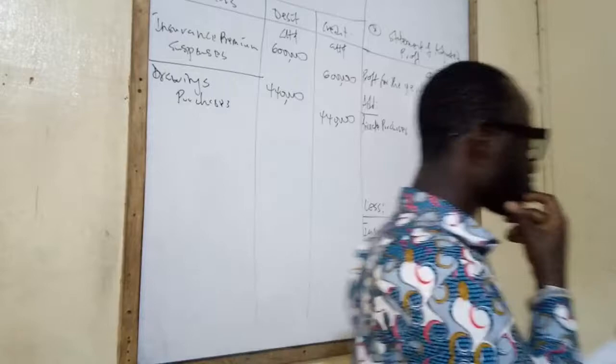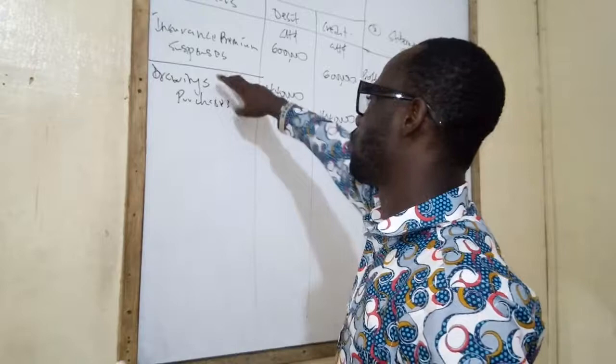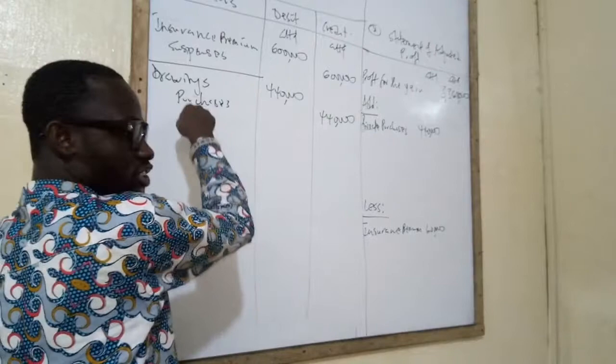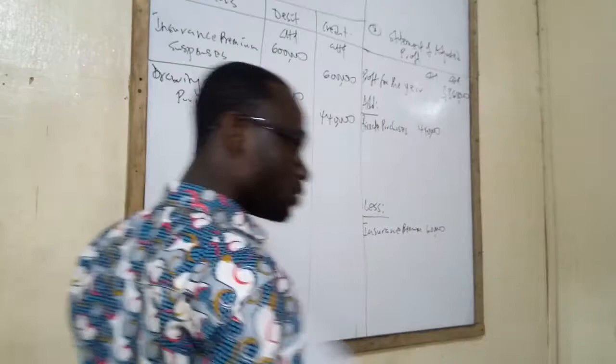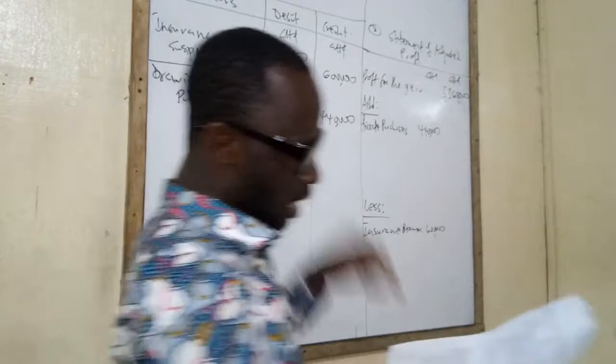So like the drawings, this thing here is an error of principle. Do you get it? Because an accounting rule has been breached here. Because private purchases is supposed to go to drawings, but it has been taken to purchases. So this is error of principle. Do you understand it? But the bank balance overcast is an error of casting.